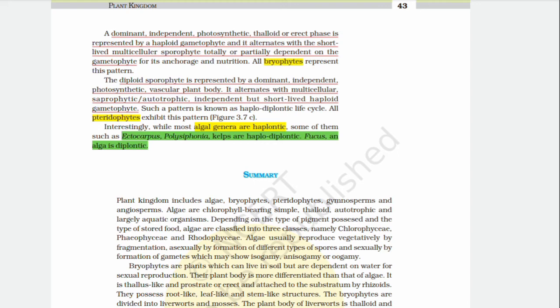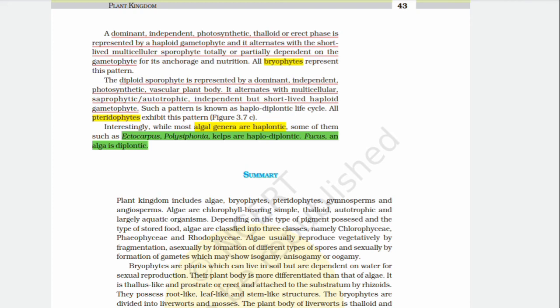If it was vice versa, the diploid sporophyte is dominant. The sporophyte, the spore producing generation, is dominant and independent, and it alternates with a multicellular, independent but short-lived gametophyte, this is an example for pteridophytes. You can keep it very simple. Bryophytes have a dominant phase of gametophyte. Pteridophytes have a dominant phase of sporophyte.